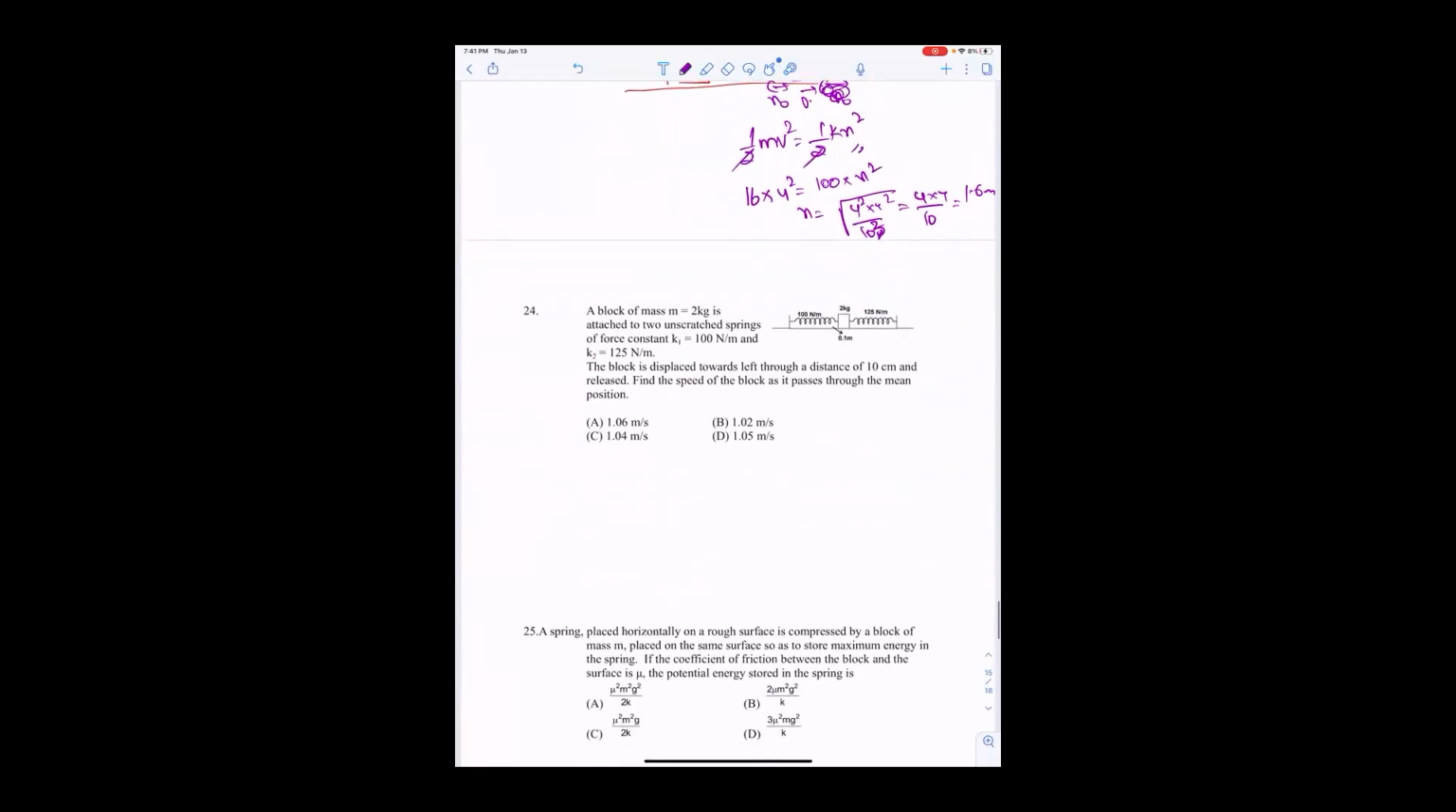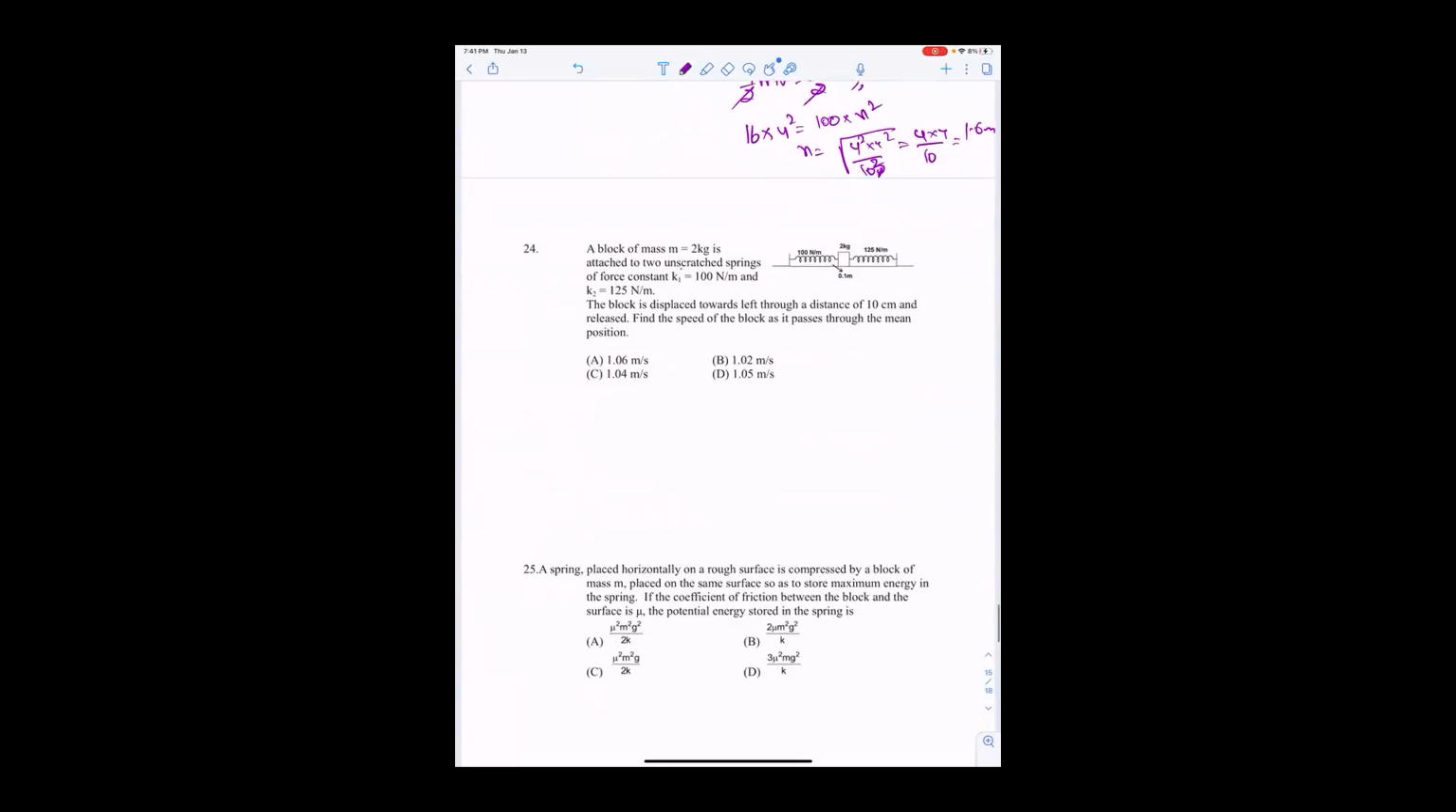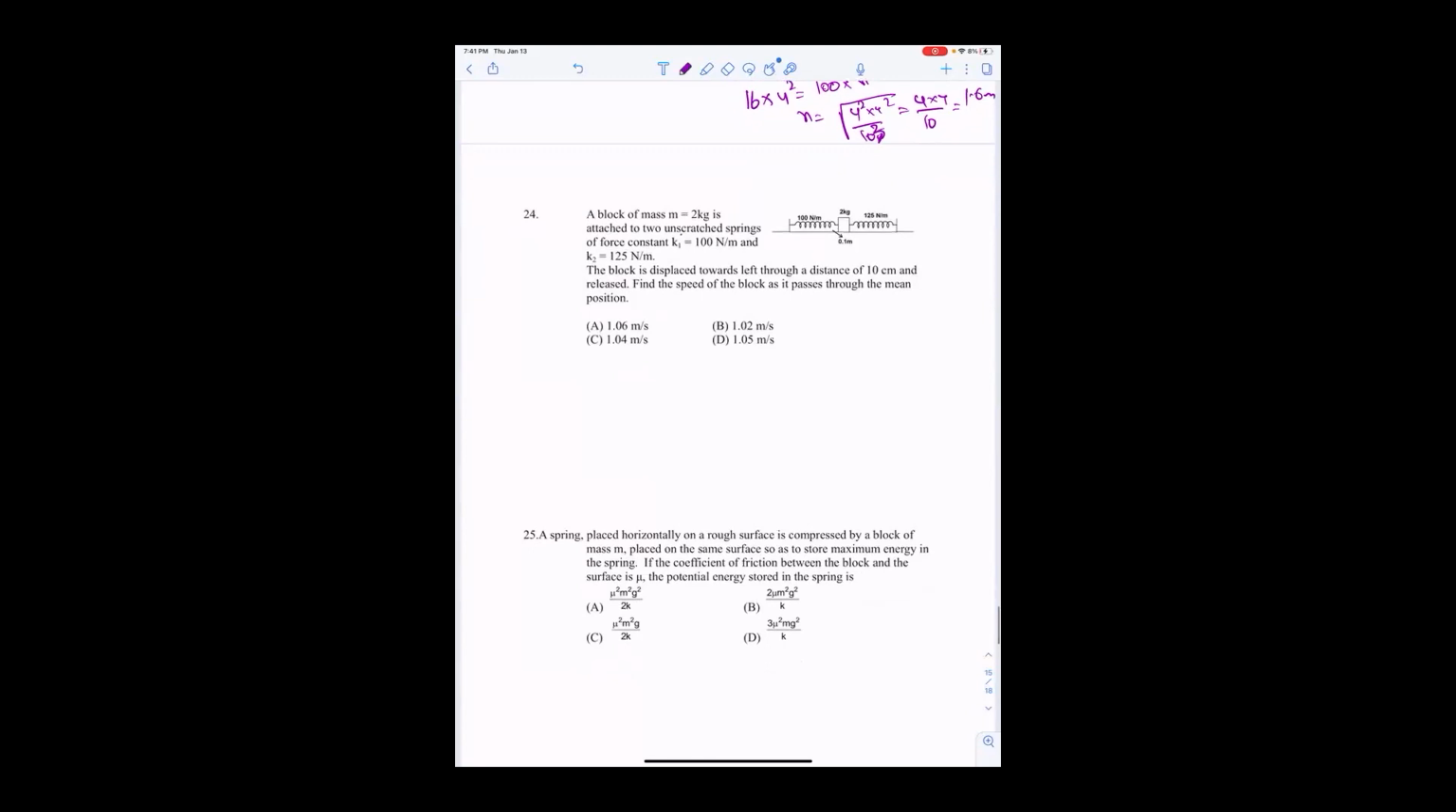A block of mass m equal to 2 kg is attached to two unstretched springs of constant K1 equal to 100 and K2 equal to 125. The block is displaced towards the left through a distance of 10 centimeters. That means this spring is under compression and this one is under stretch.